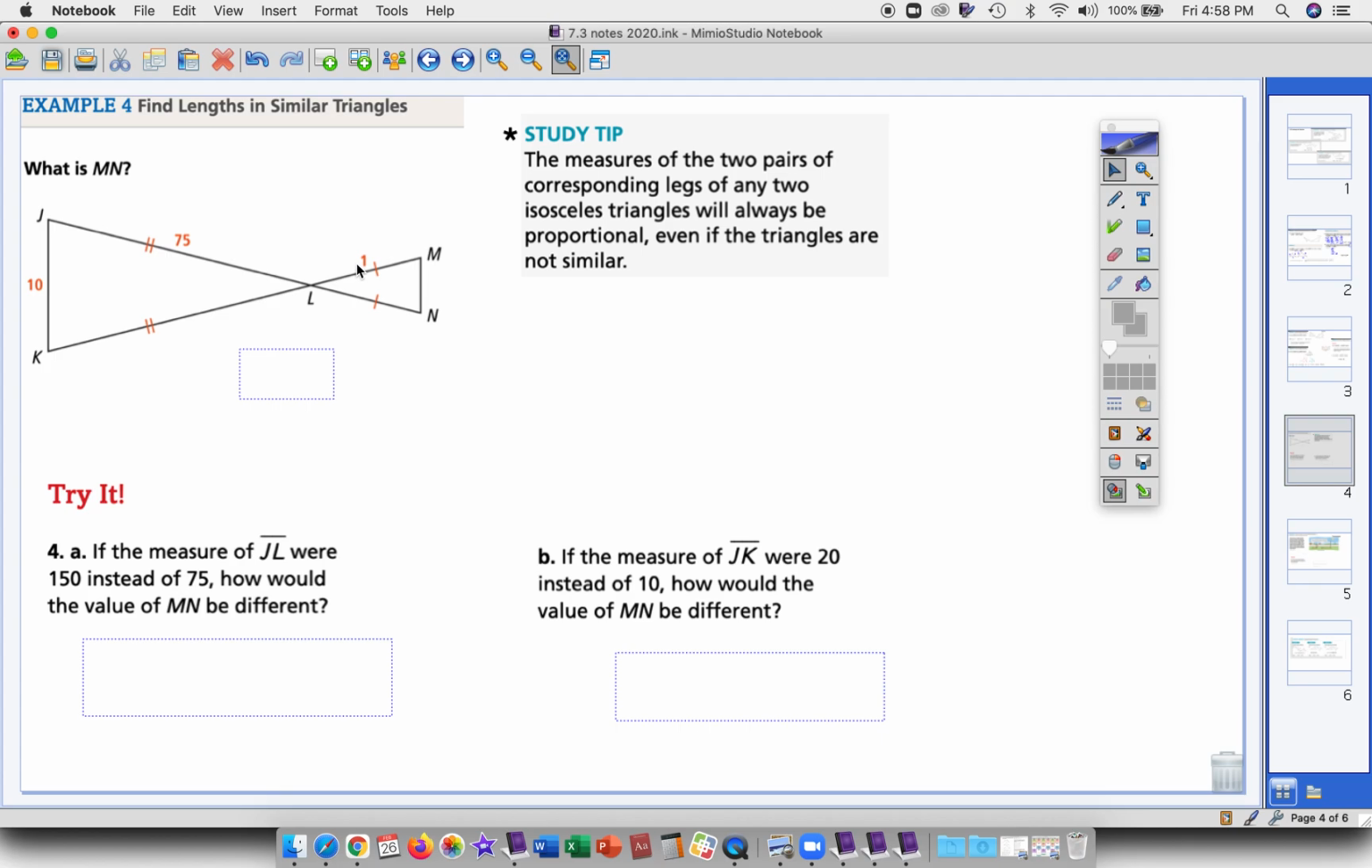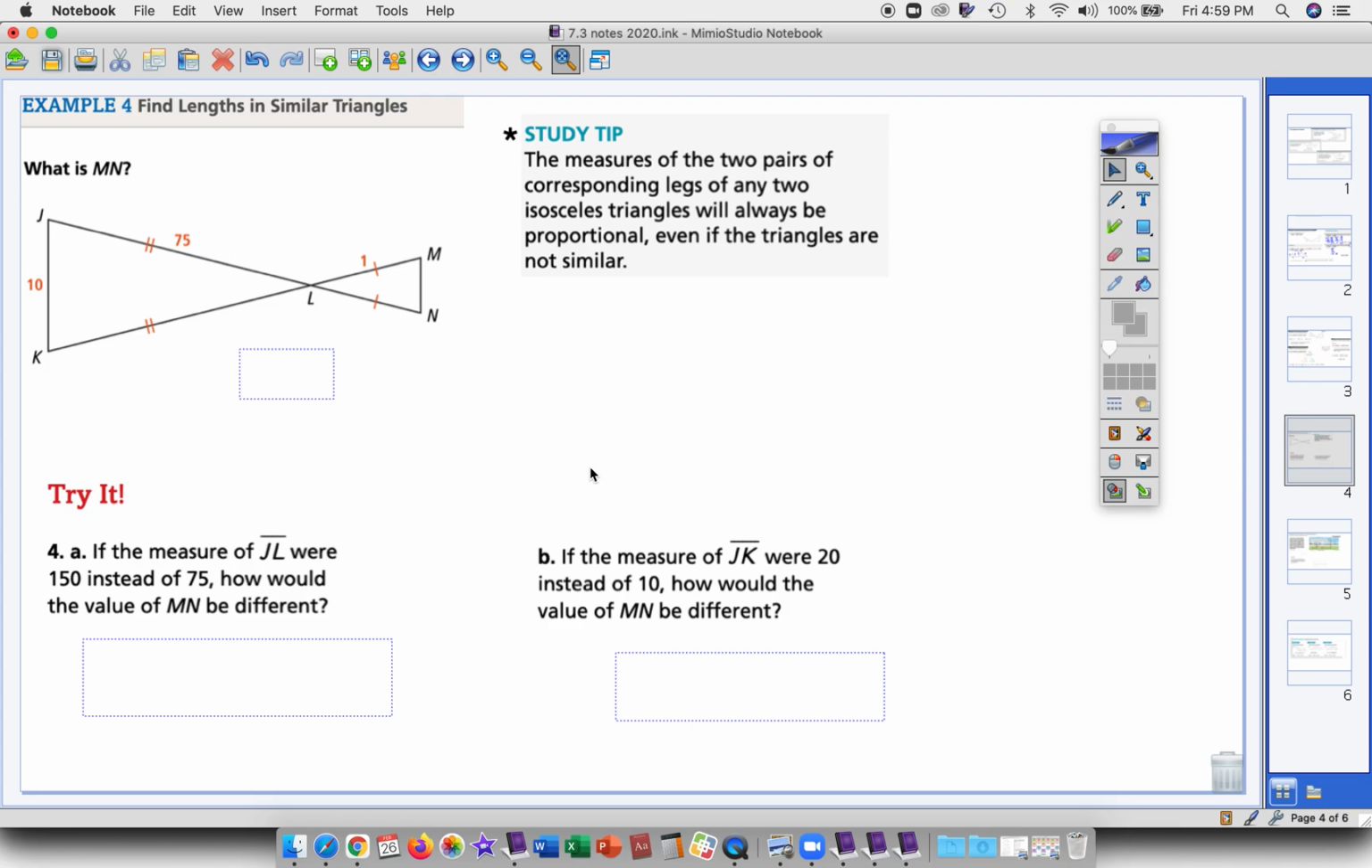But if you read through this study tip, it says that the measures of two pairs of corresponding legs, remember the legs are the congruent sides, of any two isosceles triangles will always be proportional, even if the triangles are not similar. And that makes sense because we know that the isosceles triangles' legs are always congruent.